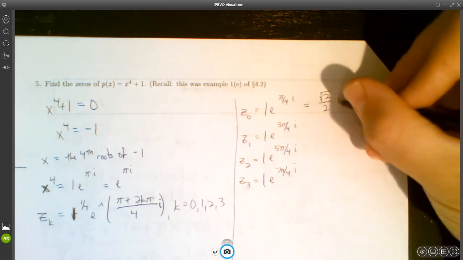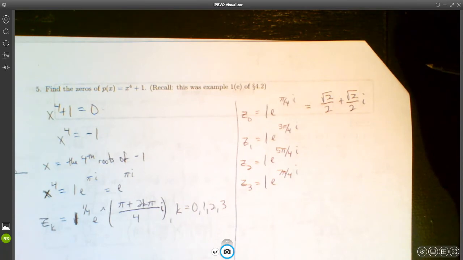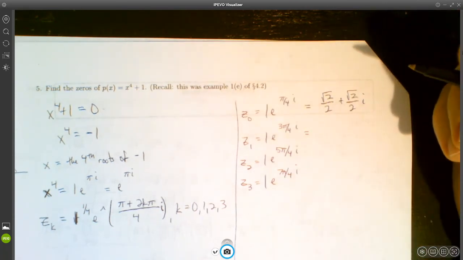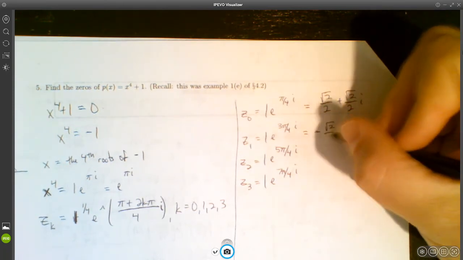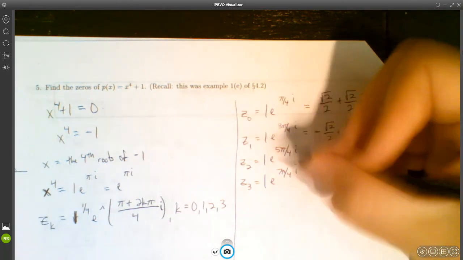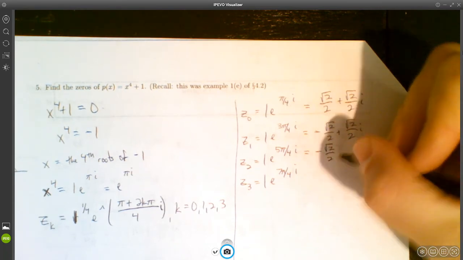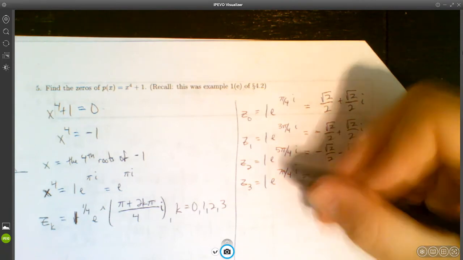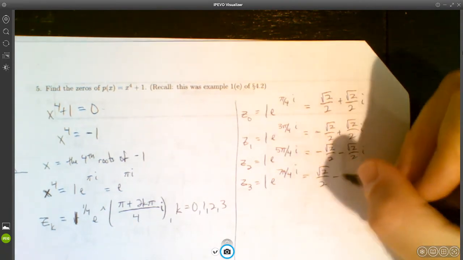Sine of pi over 4 is also root 2 over 2. So this is root 2 over 2 plus root 2 over 2i. This second one, we would be in quadrant 2, so cosine would be negative. Sine would still be positive. For this next one, 5 pi over 3, we're in quadrant 3, so they're both negative. And then 7 pi over 4 puts us in quadrant 4. Cosine is positive, but sine is negative.